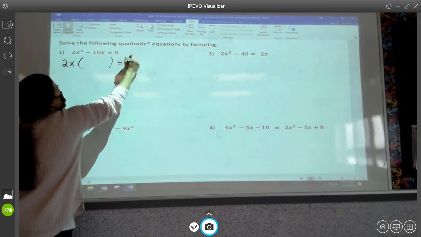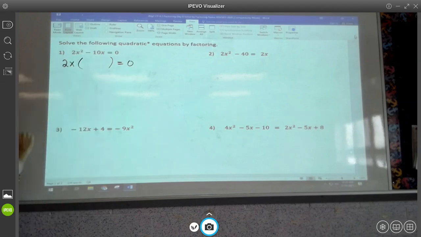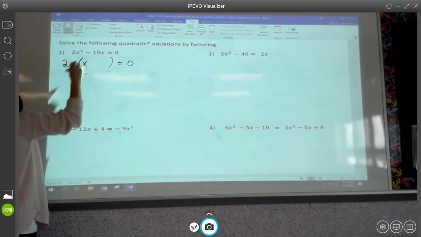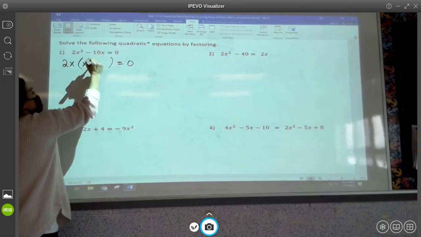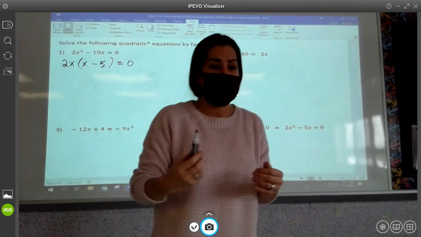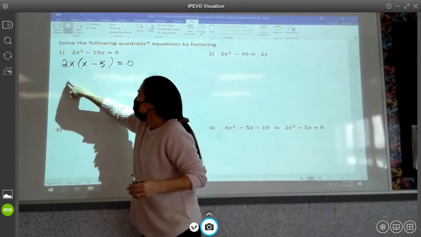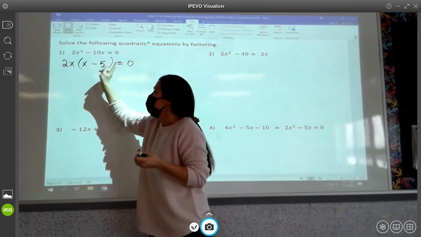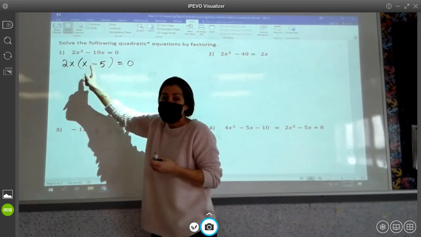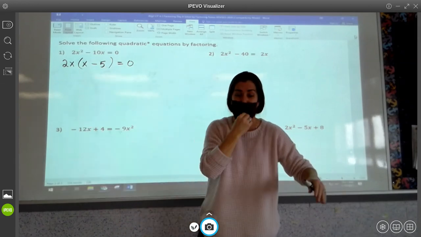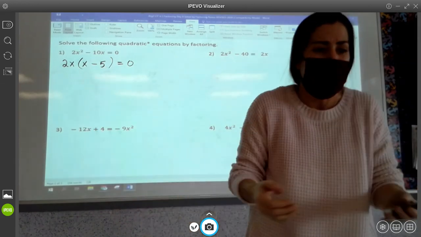All right, so what's left? 2x times what gets me back to 2x squared? X. 2x times what gets me back to negative 10x? Minus 5. Now, what do we normally do after we take out a GCF? We bring the GCF down and we try to factor this again. But guys, this isn't a quadratic expression. This is a linear expression, a degree 1 expression, and that should not factor again. So technically, you are done factoring.